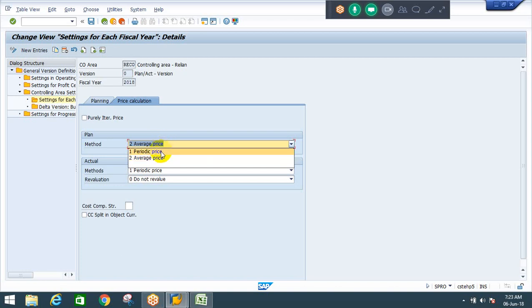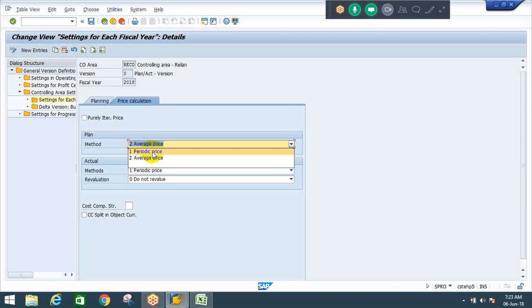So plan method: periodic price, average price. We have two methods, plan methods. This is price calculation. Yesterday we discussed we need to calculate the price, right? Electricity per unit cost we calculated yesterday. Total cost divided by the number of units is equal to price per unit.